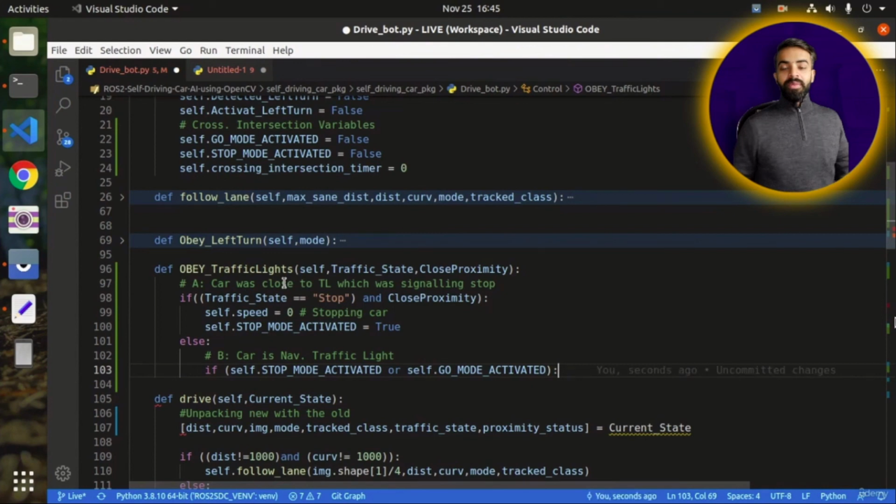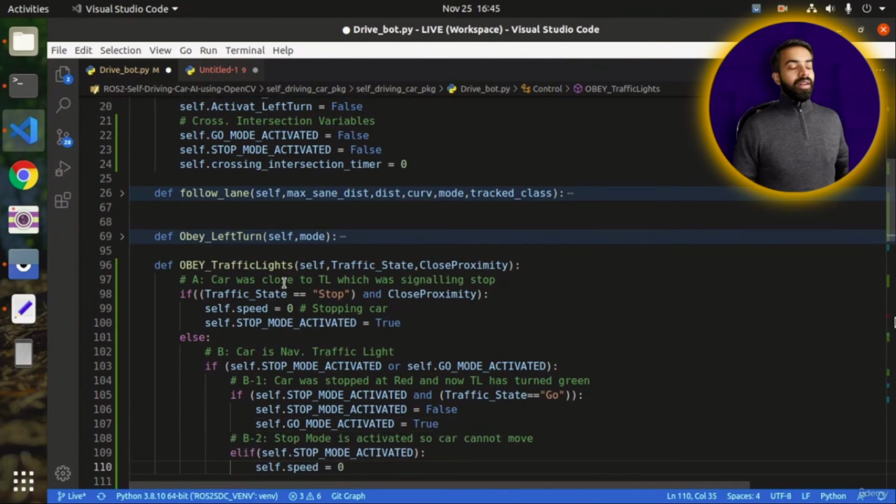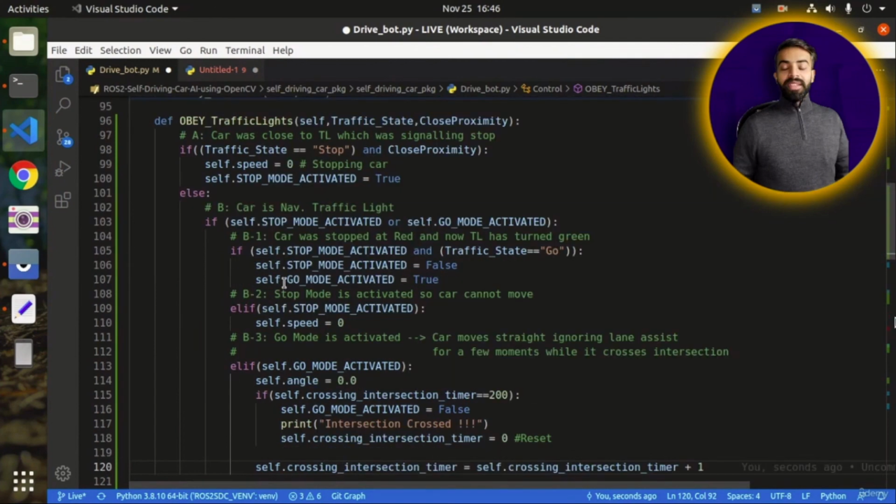Inside, if the car was stopped because of red and now the traffic light has turned green, then we deactivate the stop mode and activate the go mode. Otherwise, if the car is already in the stop mode, then we maintain 0 speed for the car. Or if the car has finally entered the go mode, then the car starts crossing the intersection. This requires ignoring the lane assist and moving straight for a fixed period of time until the car has crossed or navigated the intersection. Now that we have completed the rule-based control system, let's test it by navigating to a terminal and building the project.